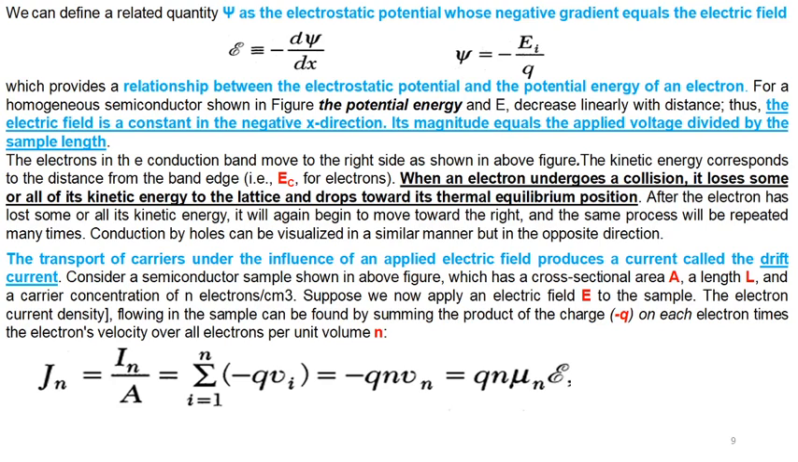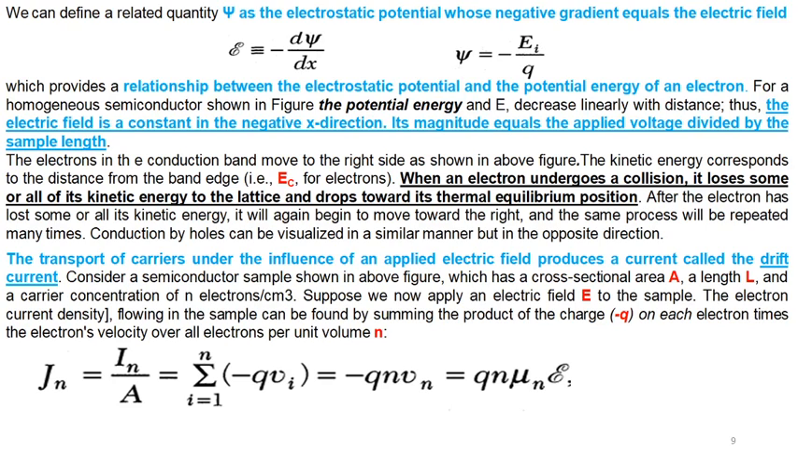When we apply the electric field, the transfer of these charge carriers produces a current, and that current is called the drift current, which is very important. In the next slide we will see what happens when we apply the field to a semiconductor material with cross-sectional area A, length L, and carrier concentration n, that is, electrons per cubic centimeter. Then we can write the equation in terms of current density.